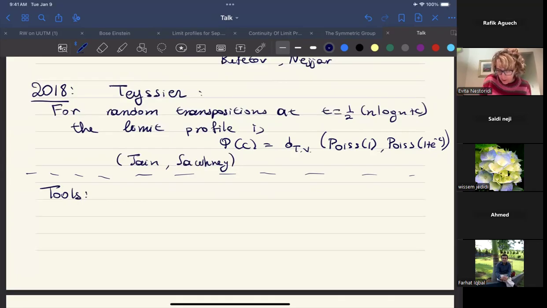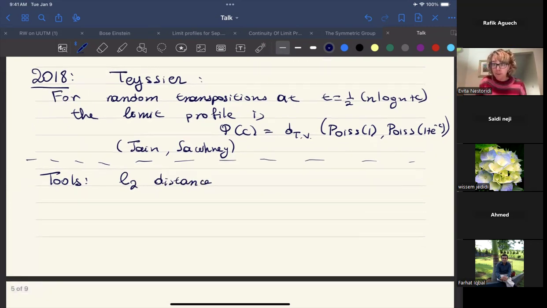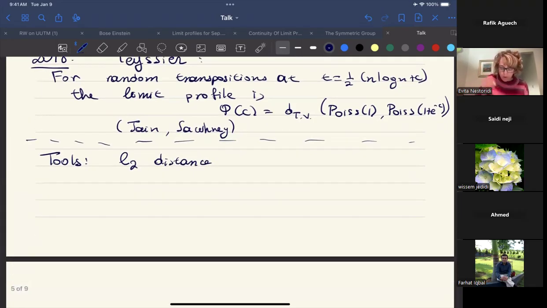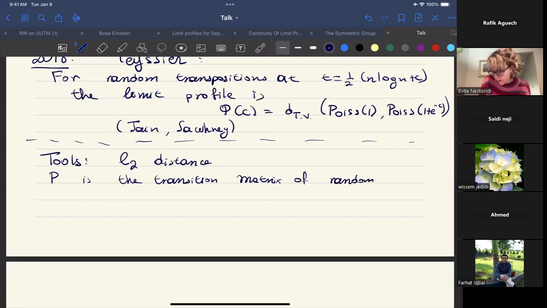So basically we pass to the L2 distance via the spectrum of the transition matrix. How do we do that? So random transpositions, let's say that P is the transition matrix of random transpositions. The important thing about it is that P is symmetric.